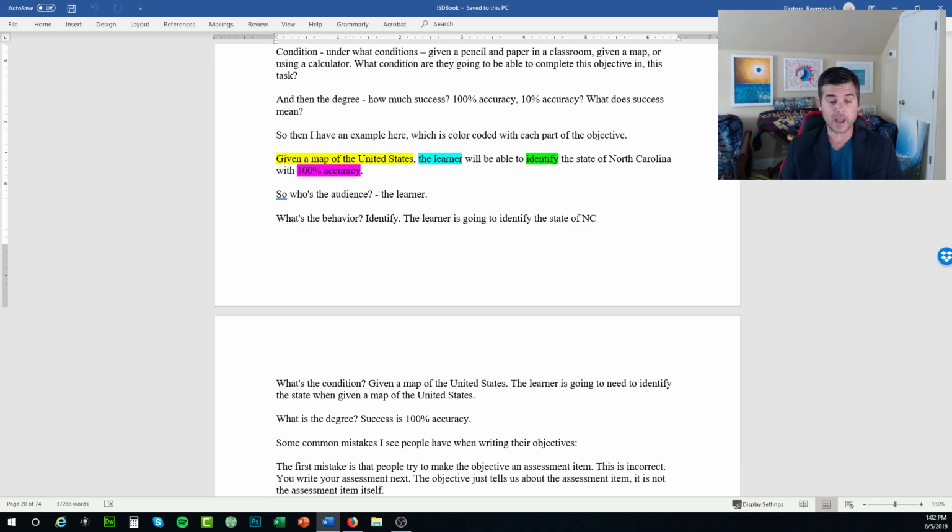That's our degree. Now, when writing an objective, I don't always include who the user is or the degree, because if it's just always 100%, I don't need to continuously write that. So in practice, I never write that. But when I'm having students do it, I want them to write it so they understand what it is. And the audience, I might not always include either because I know it's always going to be my learners. Okay, so those are our objectives.